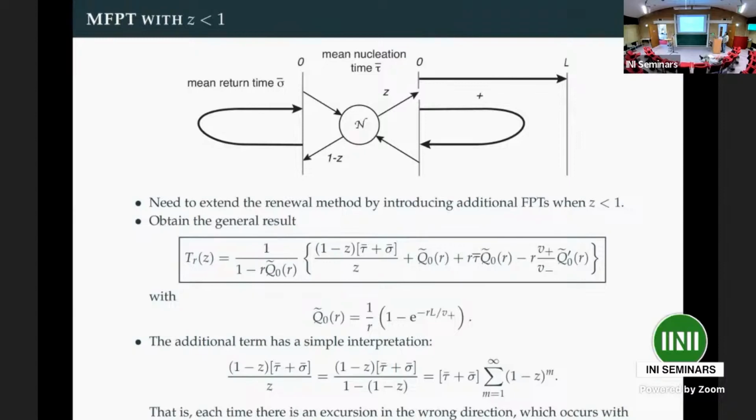You can apply exactly the same mathematics to this more complicated problem. You just get this extra term in here, which has a neat interpretation in terms of a geometric series. It's because you've got a Bernoulli process at each stage: with a probability Z you go in the right direction, and with a probability 1 minus Z you go in a false direction, and that can happen multiple times, so you end up with a geometric series. This all pops out of the renewal theory. Okay, so this is quite a powerful method.